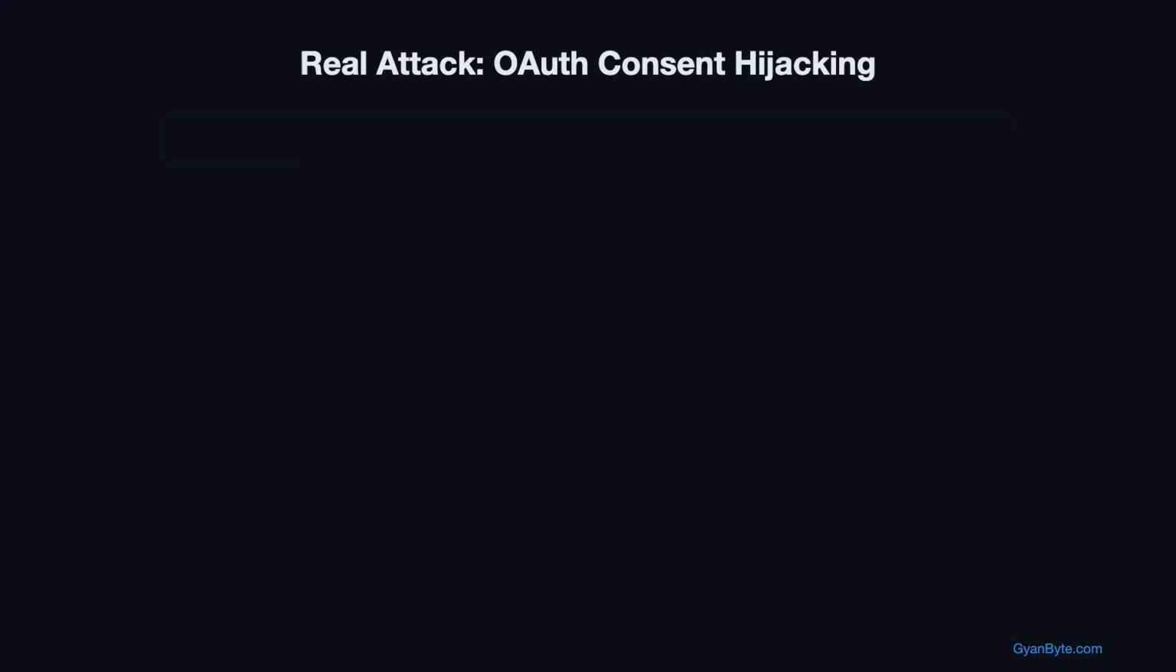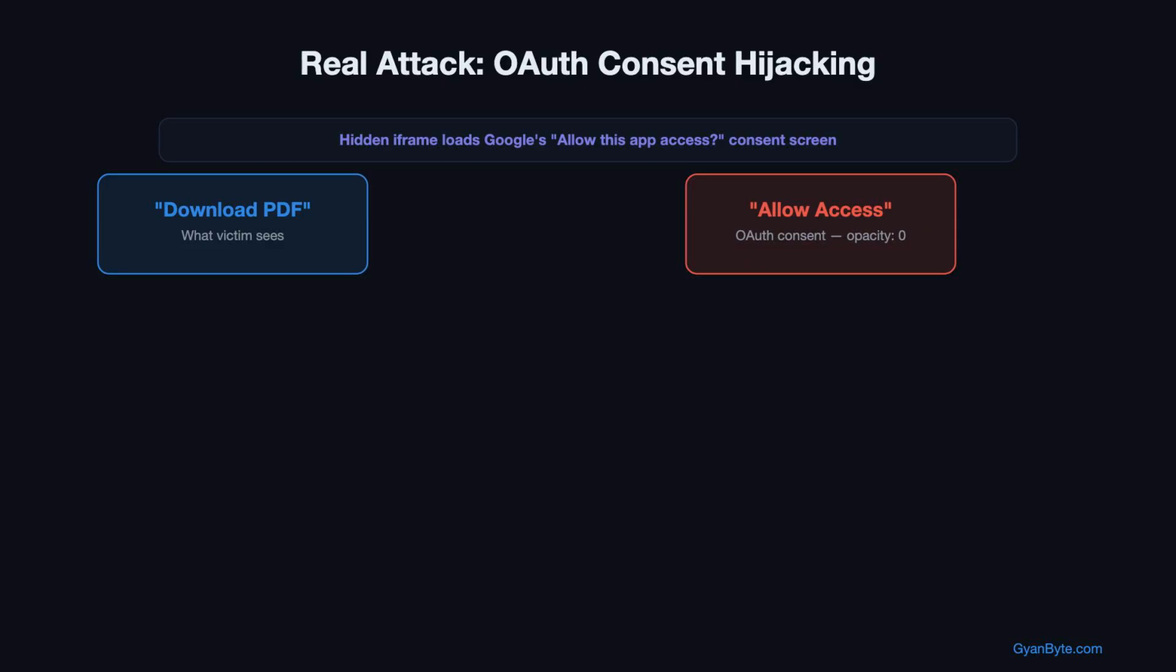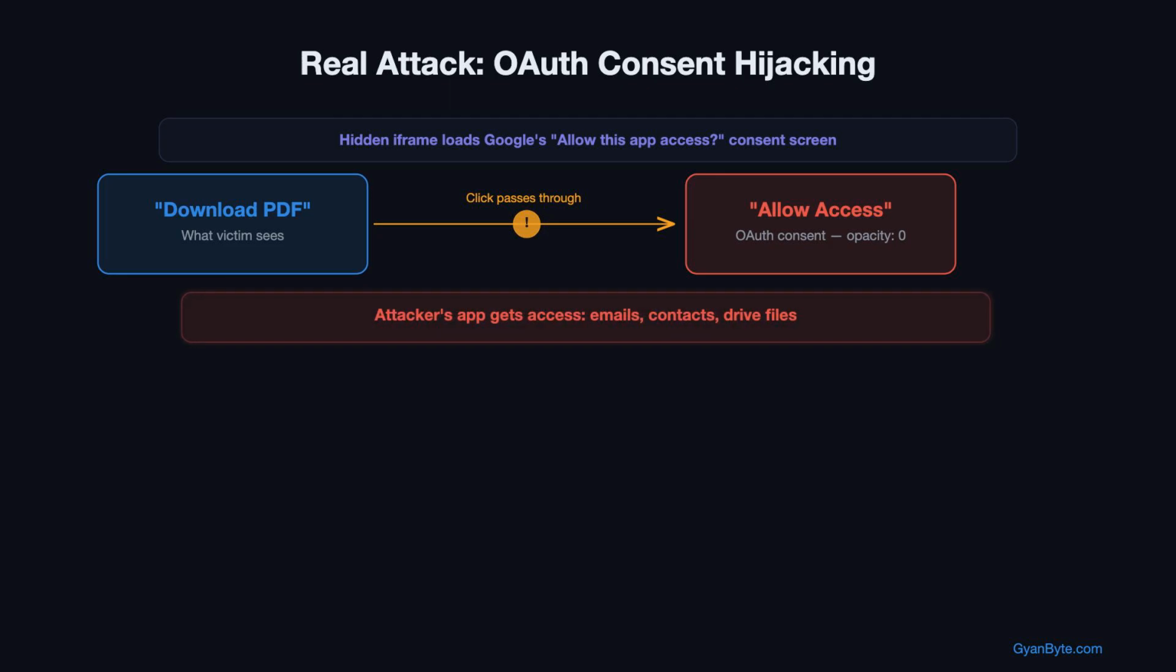Real attack number 2. OAuth consent hijacking. This one is still relevant today. An attacker loads the OAuth consent page, like Google's Allow This App Access screen, inside a hidden iframe. The victim sees a harmless button, maybe download PDF or continue to site. But the allow button on the OAuth consent page is positioned exactly underneath. One click and the attacker's app gets access to the victim's Google account, emails, contacts, Drive files.